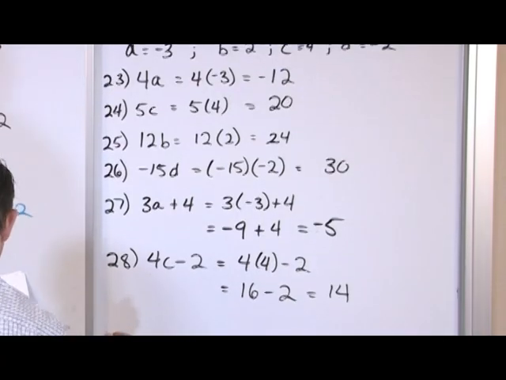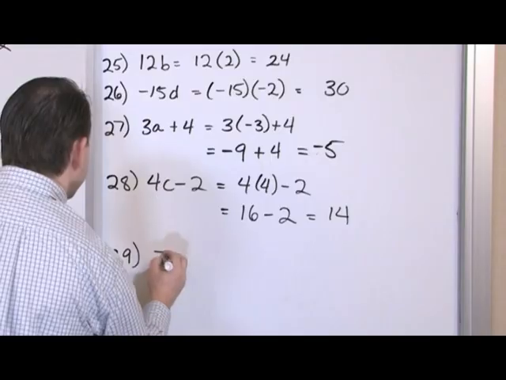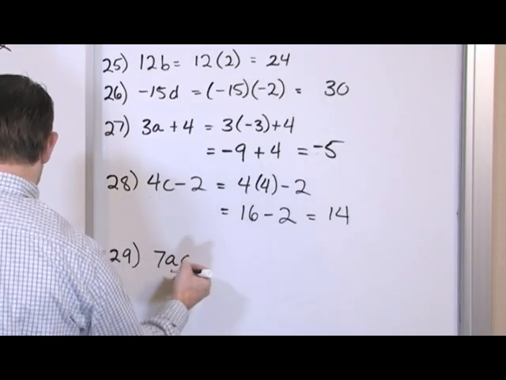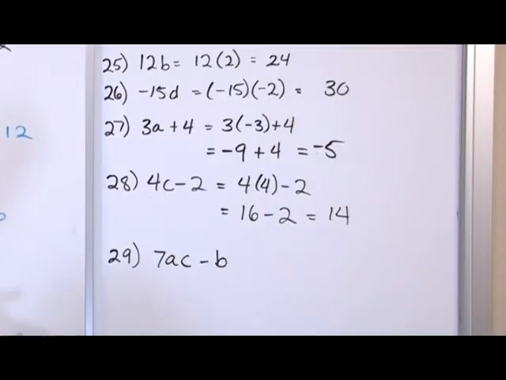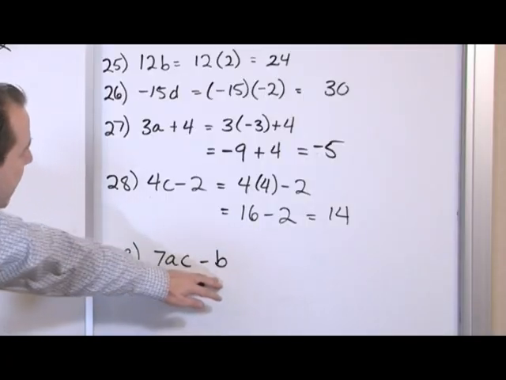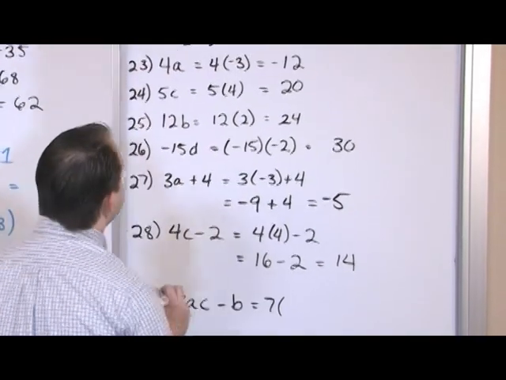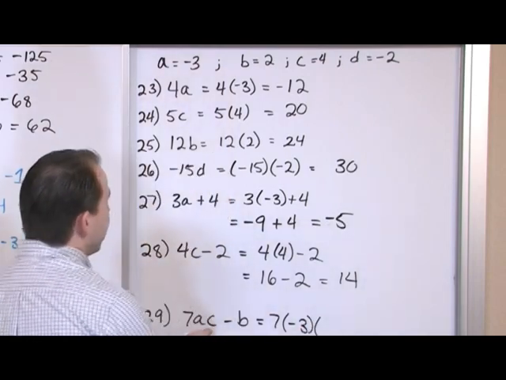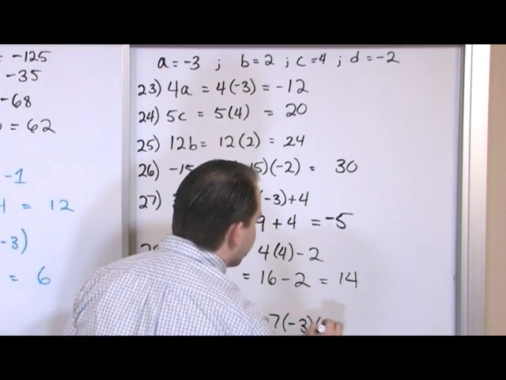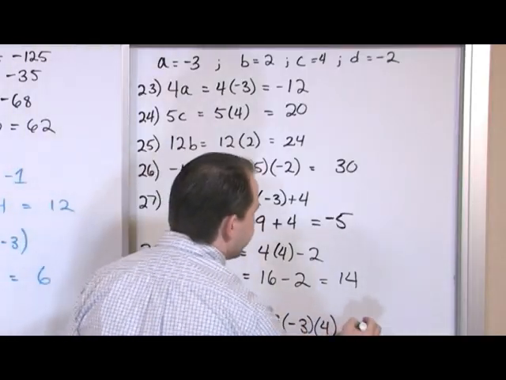So let's do one more, and that'll be the end. So we'll have the very last problem. We'll have 7 times a times c minus b. So it looks complicated. It looks like an algebra thing, but really you're just plugging in values for what you know. And in this case, you know the value of a. The value of a is a negative 3, so we'll put a negative 3 up there. You know the value of c, that's 4. And we're subtracting the value of b, which is 2.